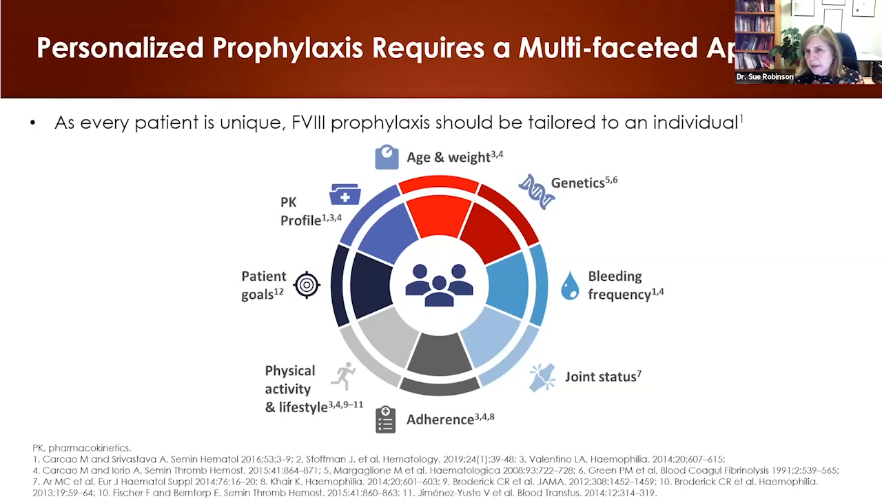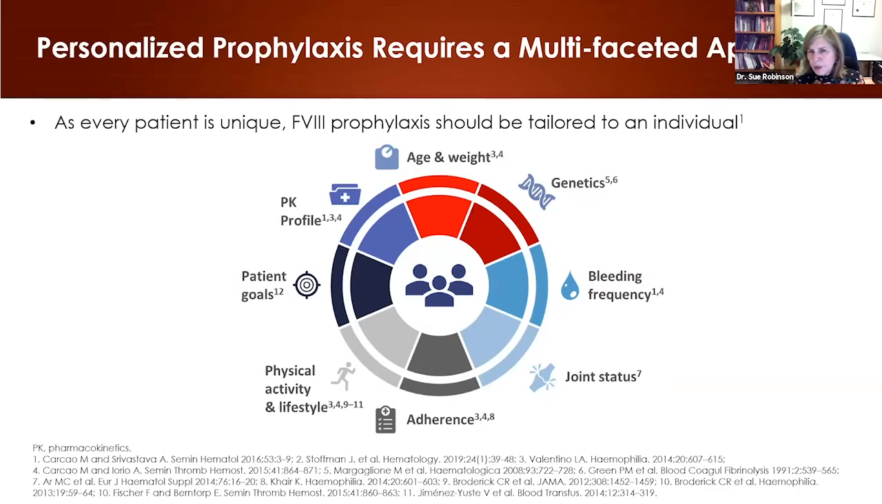The higher the weight, that would be harder on the joints. The older a person is, the more likely they may have joint disease, and they may be at higher risk of bleeding into those joints. Genetics is a determinant. How often someone bleeds is different. You can have 10 patients with severe hemophilia A, and their bleeding rate would be different. Their joint status, you tend to bleed more into joints that already have some arthritis or hemarthropathy.